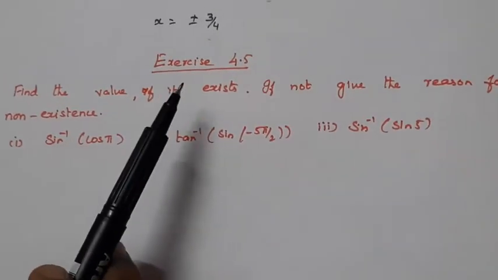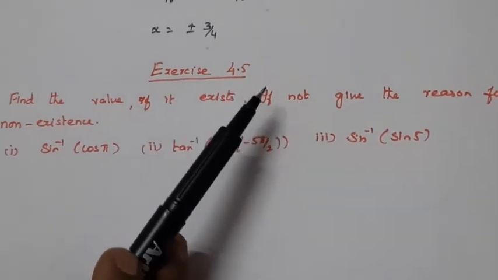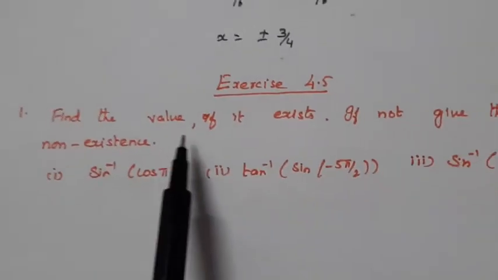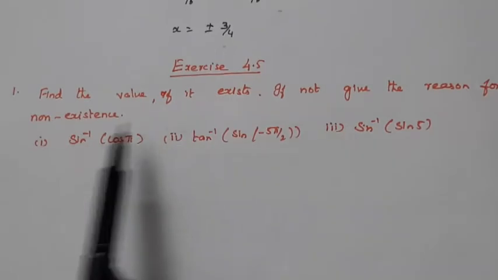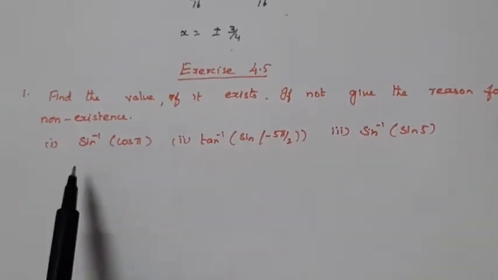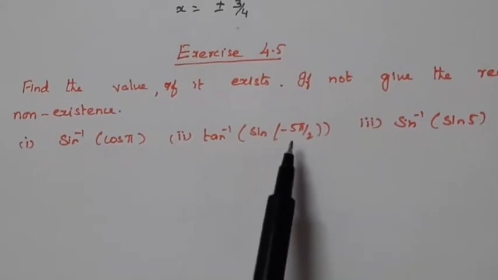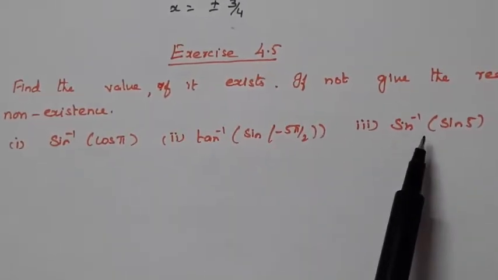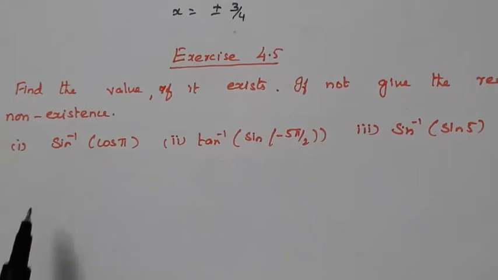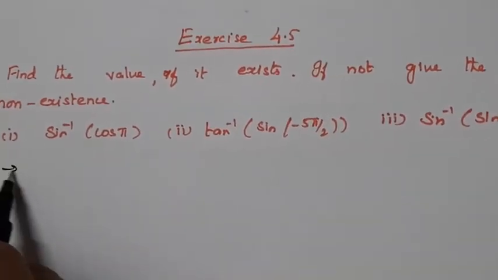Let us do the exercise problem. Exercise 4.5. The first one is find the value if it exists. If not, give the reason for non-existence. Okay. So the first subdivision is sine inverse of cos pi. Second one is tan inverse of sine of minus 5 pi by 2. And third one is sine inverse of sine pi. Right.